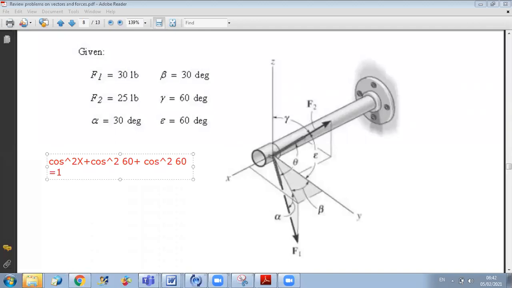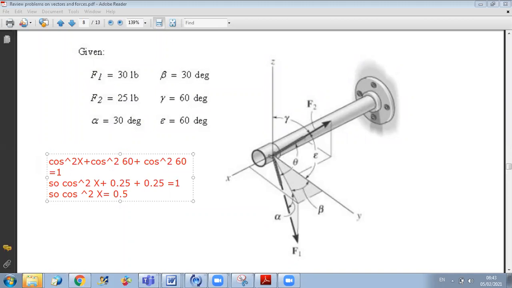So I can find that. You know that cosine of 60 is 0.5, okay? So I have cosine square of x plus 0.5 square, which is 0.25, plus also 0.5 square, so plus 0.25, is equal to 1. So I did use that cosine square of x is equal to 0.5, okay?